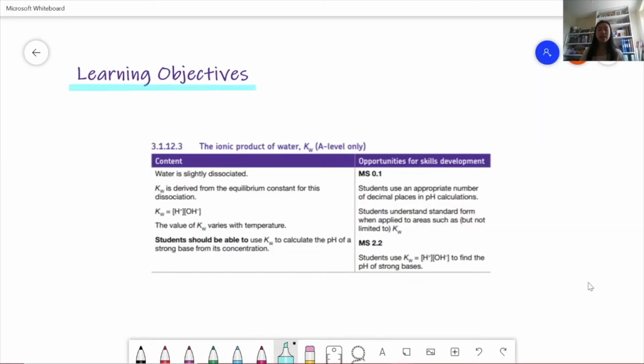Today we're going to be looking at the ionic product of water, Kw, and here are our learning objectives. The first is to know that water is slightly dissociated, and then to derive Kw from the equilibrium constant for this dissociation of water, and to know that Kw varies with temperature. We'll then be able to use Kw to calculate the pH of a strong base from its concentration.